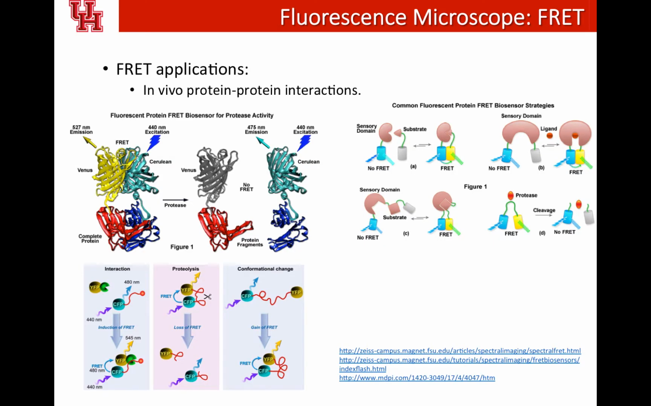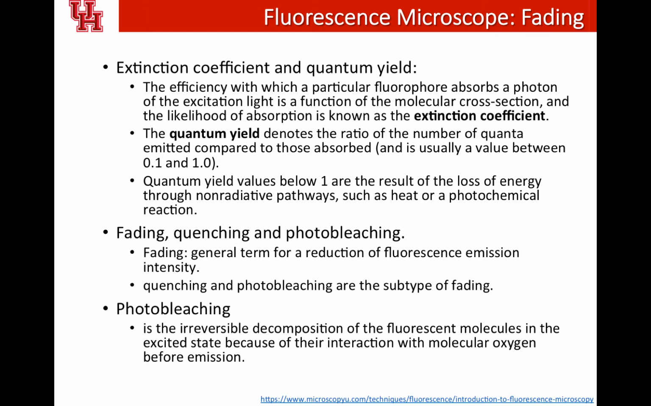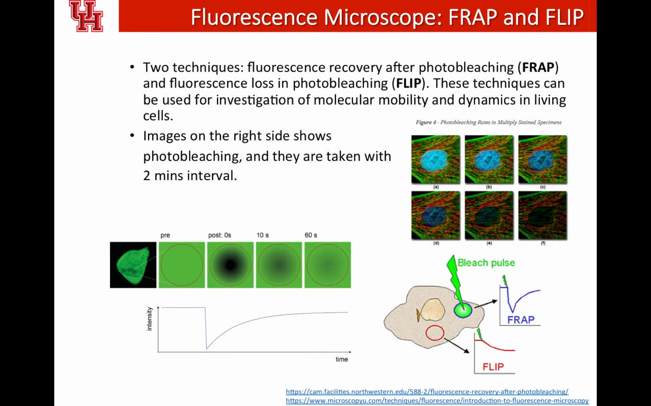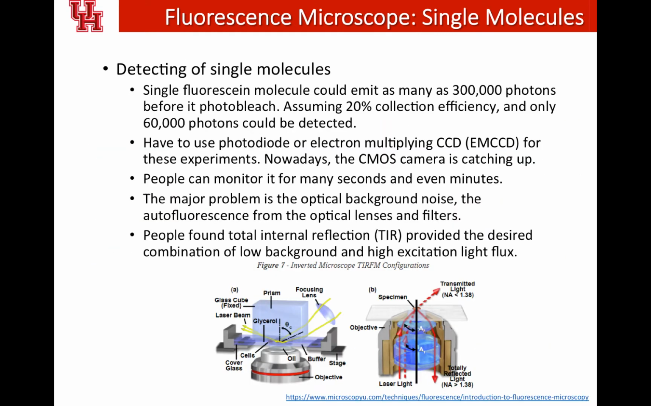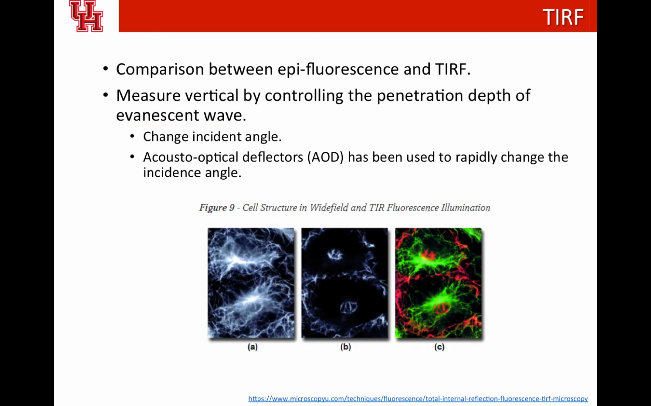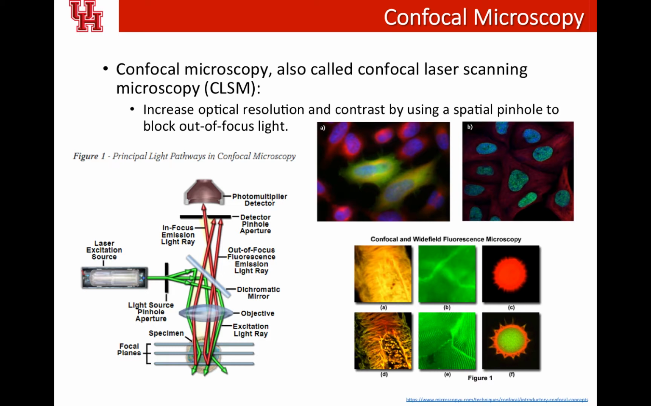So we have introduced the basic concept of fluorescence microscope, and also the fading, FLAP and FLIP and FRET, and also single molecule imaging with the TIRF system. And then the next, also based on fluorescence, is called confocal microscopy. You probably heard about it as well. The confocal microscope is also called confocal laser scanning microscope, CLSM. It increases the optical resolution and contrast by using a spatial pinhole to block out-of-focus light.